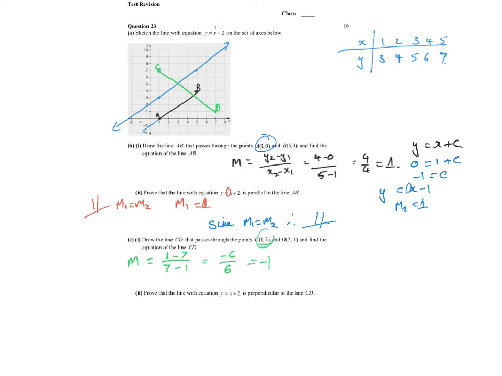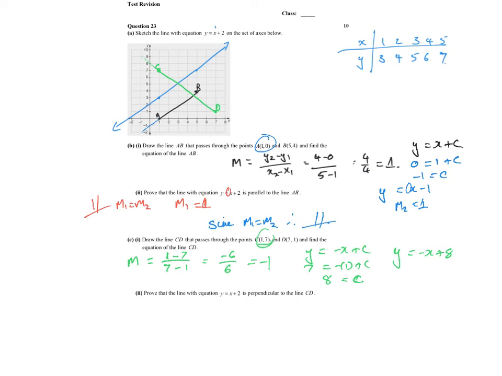Same thing, substitute a point in. Y equals minus x plus c. So 7 equals negative 1 plus c. C is equal to 8. Which again, if I extend that, looks like it might go through 8, so that's a good sign. So y equals minus x plus 8.